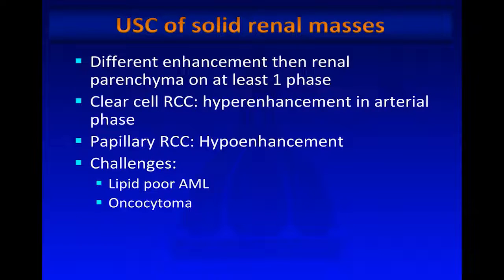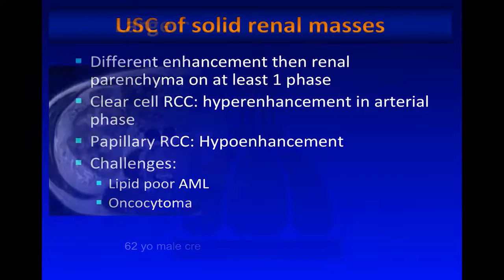Now, so it's very helpful really in the kidney for cystic masses. The solid renal masses, you can also assess them, you can characterize them, and they will have a different enhancement than the renal parenchyma on at least one phase because they don't have nephrons. So typically, just like you're familiar with CT and MR, clear cell renal cell carcinoma will be hyperenhancing in arterial phase. If they are very large, they tend to be necrotic. By contrast, papillary renal cell carcinoma will have hypoenhancement compared to the rest of the kidney. But the challenges, of course, are lipid-poor AML or oncocytoma, which are also hypervascular and sometimes difficult to differentiate from clear cell renal cell carcinoma.